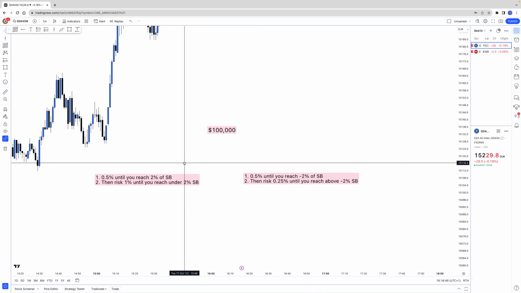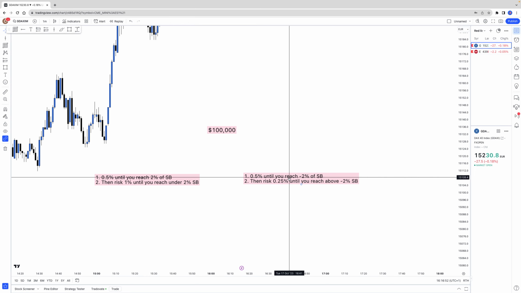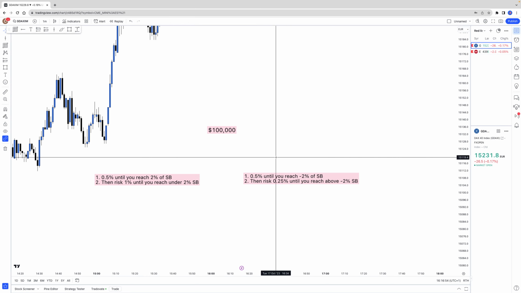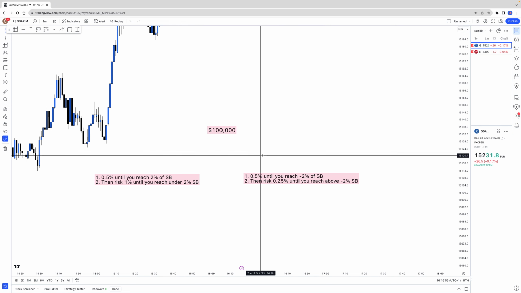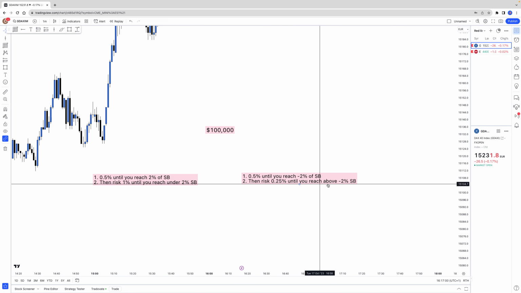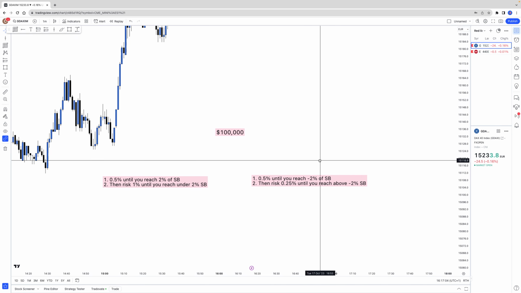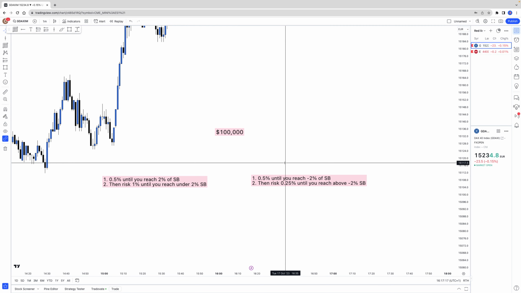And then let's say you risk 0.5% and you go negative on the account. Once you reach negative 2% on that account, you're going to want to risk 0.25% until you get back above minus 2%. If you keep doing this dynamic risk management strategy and you have data that shows, okay, I can lose one or two trades and all I need is one trade to make it all back, this is perfect for you. Very, very perfect for you.